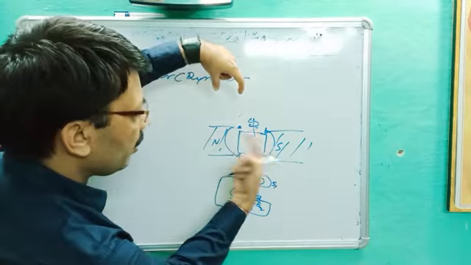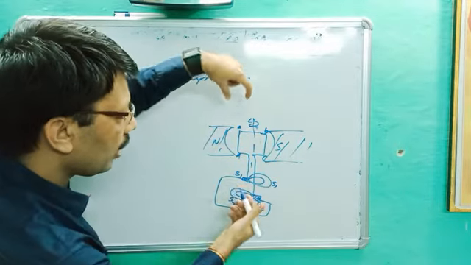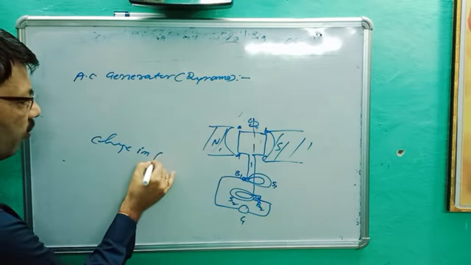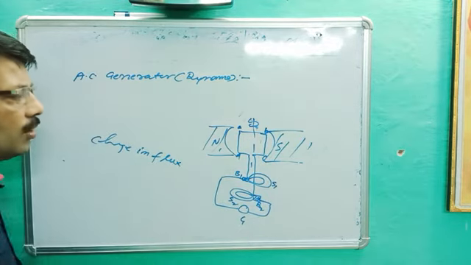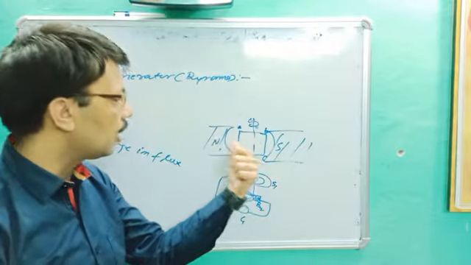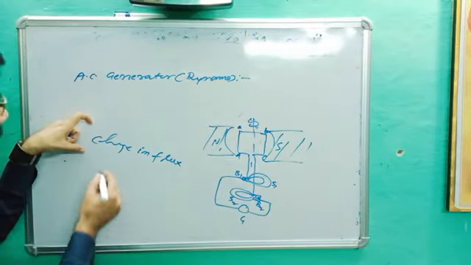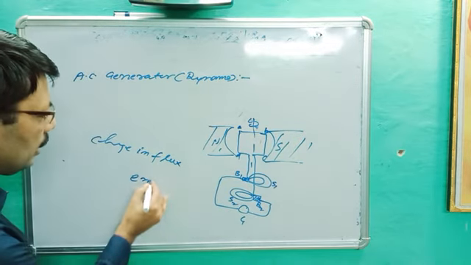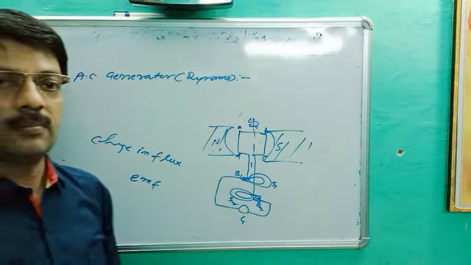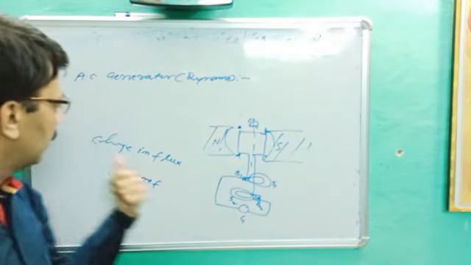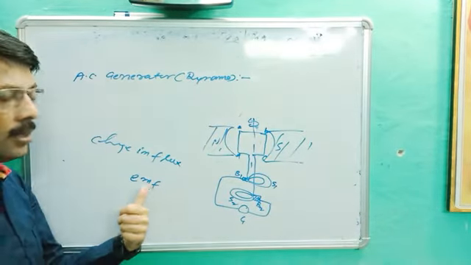When it rotates between the horseshoe magnet or field magnet, what happened? Due to change in flux, you better know, change in flux. First, what do you think? Because sometimes this becomes closer to the magnet, sometimes it moves away from the magnet. So the first thing that happens, change in flux, EMF created. When any armature rotates between the field magnet, then due to change in flux, EMF is created.